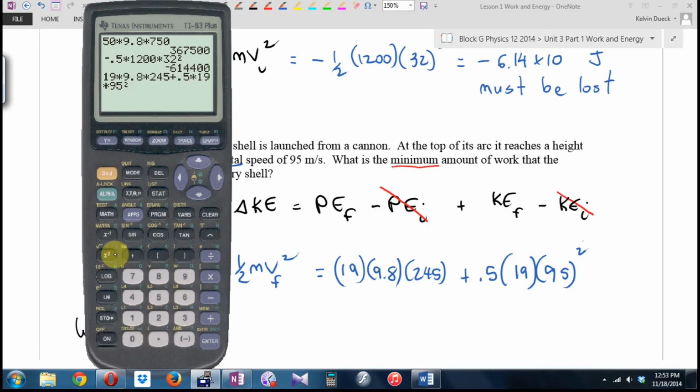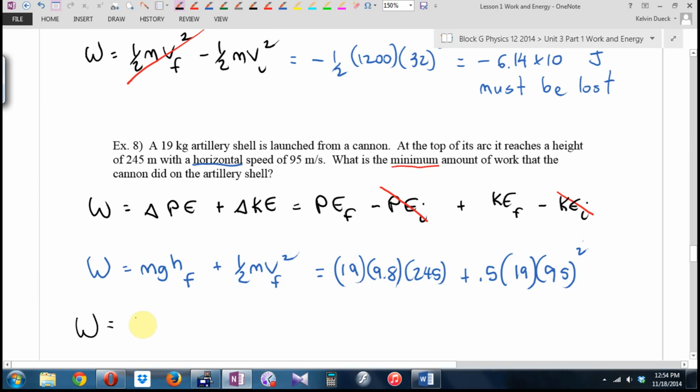You get 131,356.5? Did I miss a square? No. Am I right? Yeah. So 1.31 times 10 to the 5. Units work. Joules. Where'd that energy come from? Where'd the energy come from? Sorry? The gunpowder in the cannon, if I was going to be really specific, assuming it's a gunpowder artillery shell.